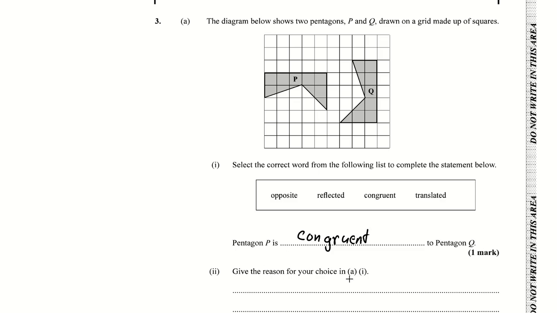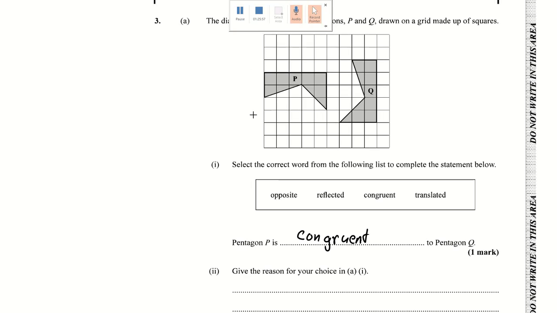Give a reason for your choice in part A, part 1. Talk about congruent: the corresponding angles and sides are equal in length. So if they have the same angles and the same length in sides, the corresponding sides are equal. Therefore, that is why we say it is congruent.